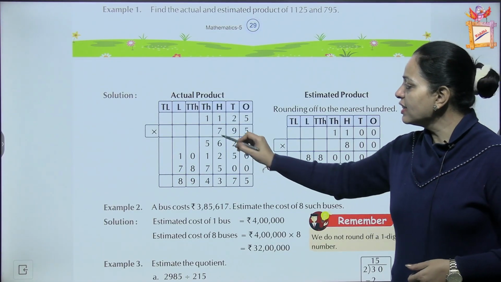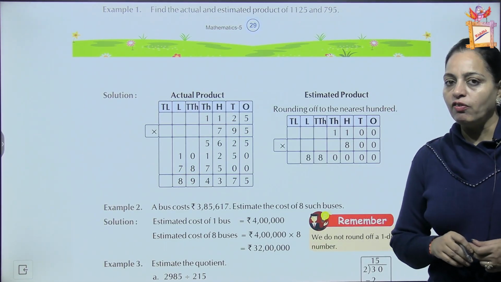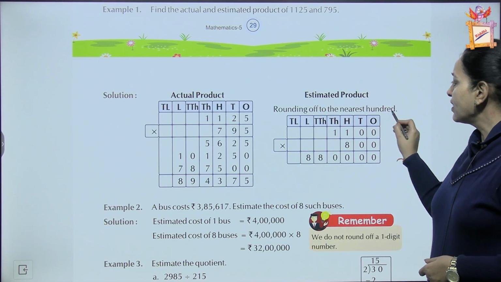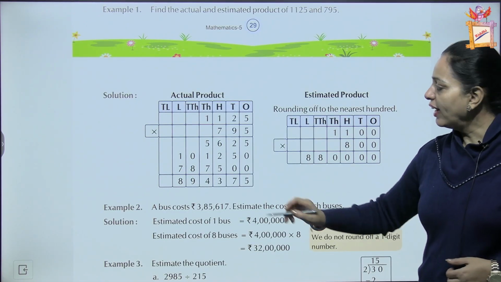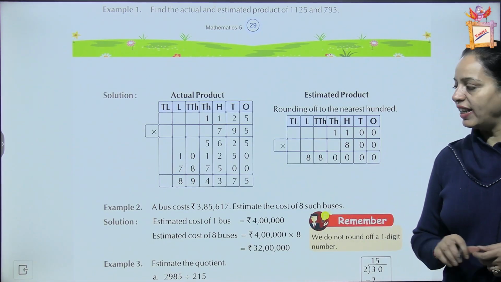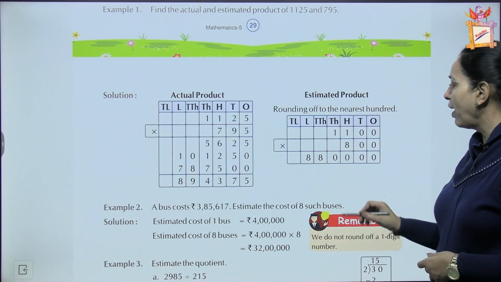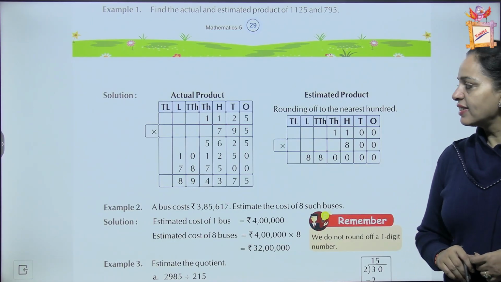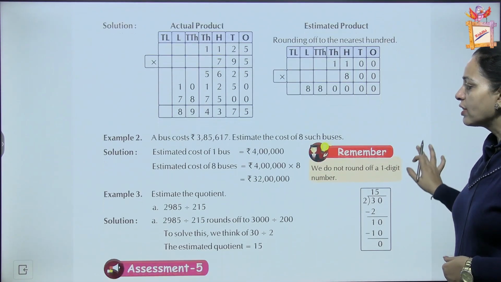So this is 1,125. The nearest hundred is 1,100, and 795 is 800. Multiply both. This is the estimated product. Now example 2.